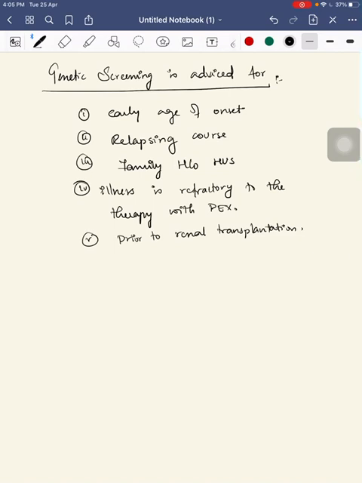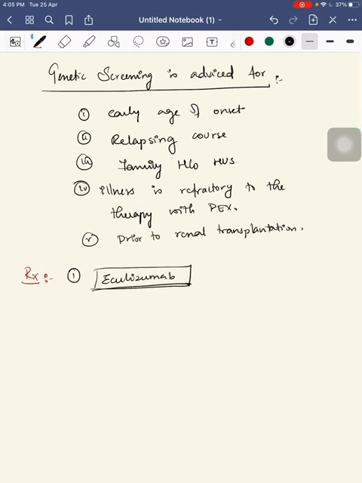The pathogenesis of atypical HUS is mainly due to uncontrolled activation of complement, which leads to endothelial damage of the glomerular capillaries, leading to thrombosis and platelet and leukocyte aggregation, leading to fragmented RBCs. This is the pathogenesis.